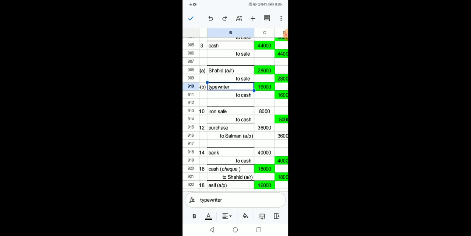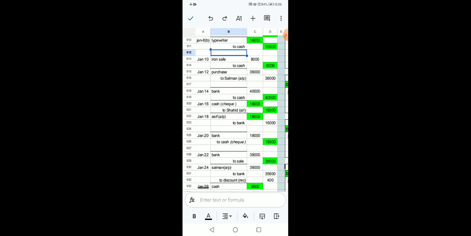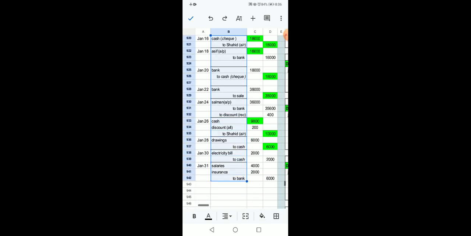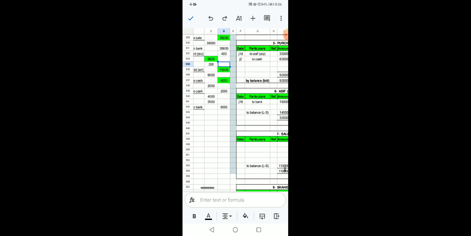Now we will see if typewriter is present anywhere else. Look very closely and you must be very attentive. If, let's say, only a single entry is kept, you will not be able to calculate accurate answers. So we have seen typewriter is not present anywhere else. That means posting for typewriter is completed.